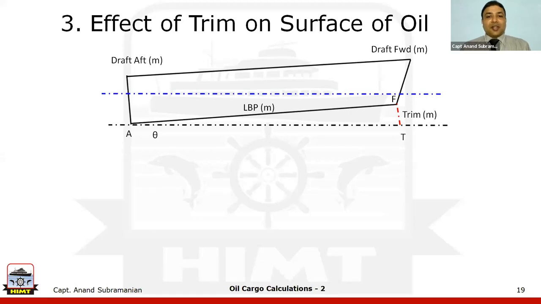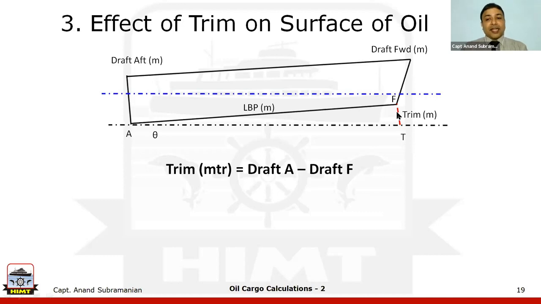Meters. Come on, guys, trim. Meter. Aft minus forward. Aft minus forward. So trim in meters is aft draft minus forward draft. That means this red line what we have over here is the aft draft minus the forward draft. This is what is called trim.